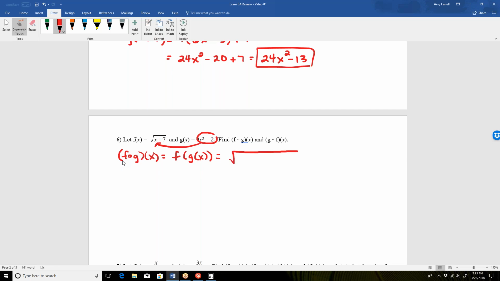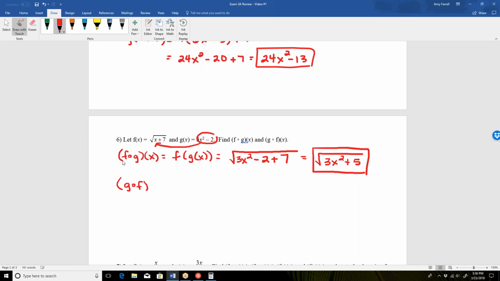So it becomes the square root of 3x squared minus 2 plus 7. So I'm replacing the x in the equation with the function g. I can combine like terms to get 3x squared plus 5 under the square root, and that's all I can do with that. So the square root of 3x squared plus 5 is our answer.